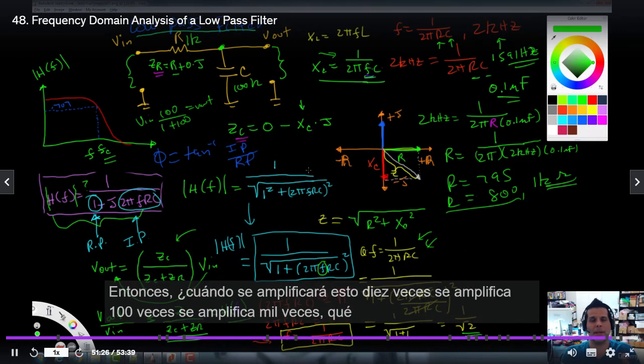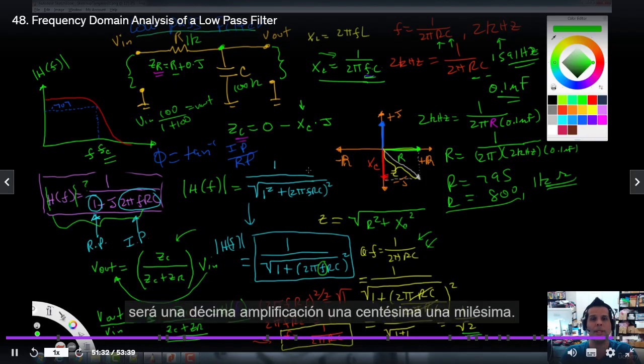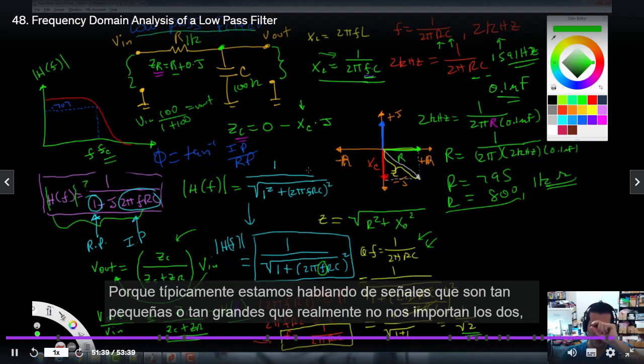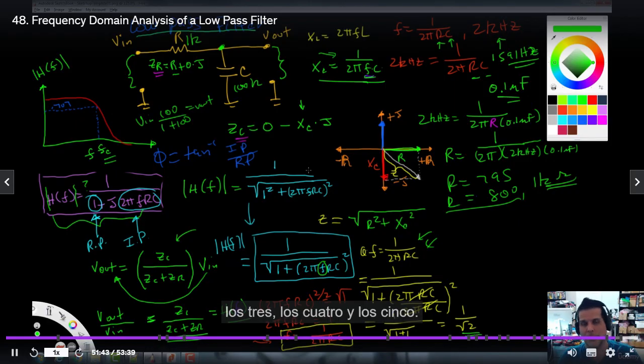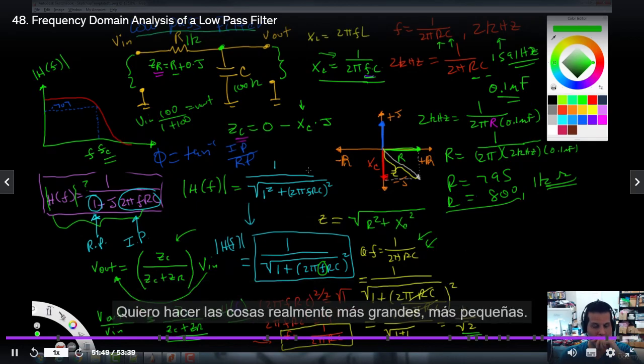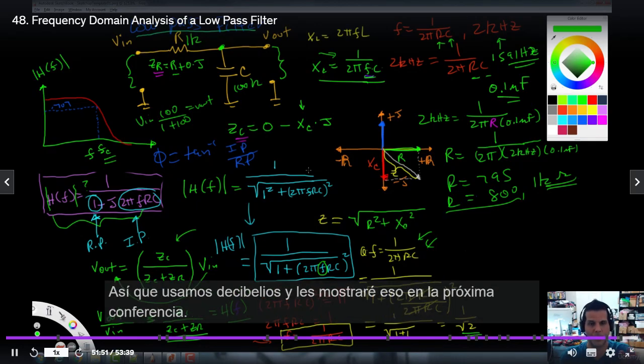So when is a thing going to be 10 times as amplified, 100 times as amplified, 1,000 times as amplified? When is it going to be 1/10 as amplified, 1/100th, 1/1000th, right? Because typically we're talking about signals that are so small or so big that we don't really care about 2s and 3s and 4s and 5s. I care about 10s and 100s and 1000s and 10,000s and 100,000s and millions. I want to make things real big or real small. So we use decibels, and I'm going to show you that in the next lecture.